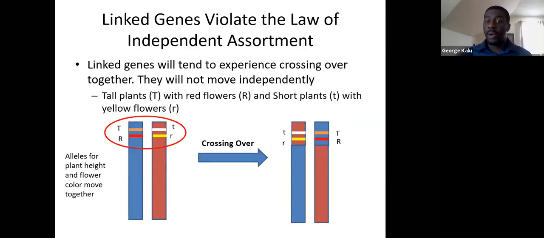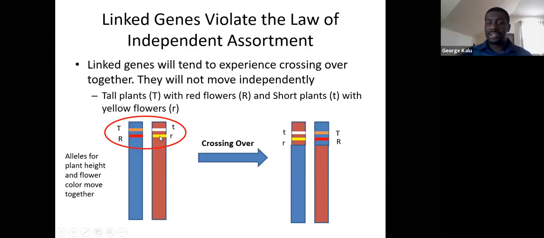Now, like we said, linked genes are more likely to undergo crossing over together because they're close in proximity to one another. Okay, so for example, here we're looking at two different genes. We're looking at a gene for plant height and then a gene for the flower color. Here we have a tall plant with red flowers, and here we have another chromosome that has a short allele and then a yellow flower allele.